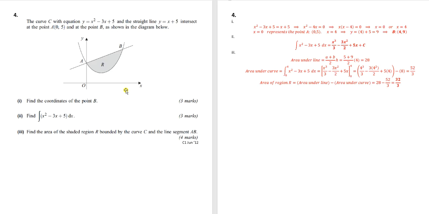I've found the area under the line. I find the area under the curve using integration between 0 and 4. So I sub in 4, I sub in 0, and I've got a value at the end for the area under the curve. One thing I should check here is that value, 52/3, is in fact smaller than the area under the line, which is 28. Turns out it is. Roughly speaking, 52/3 is going to be something like 17 1/3.